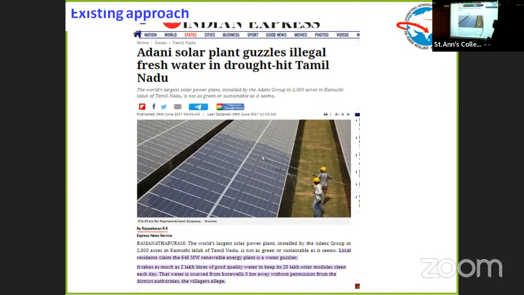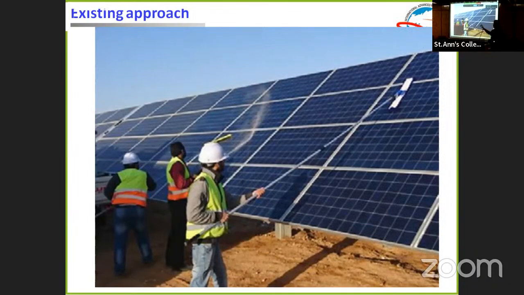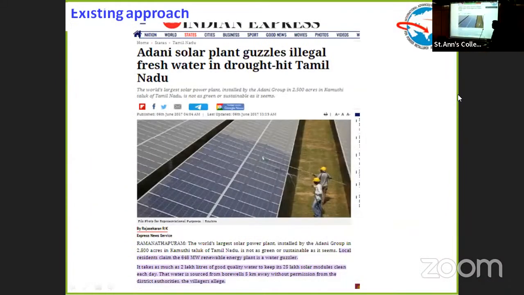I will take. So you see that when the water was extensively used from the plant, from the ground level, borewells and other sources, the nearby areas faced severe water shortage. One of the news articles appeared in 2017. There was a big protest in front of the solar power plant. Those guys are taking more water, and therefore the groundwater level is decreasing very rapidly, and people are not able to get water for drinking purposes.